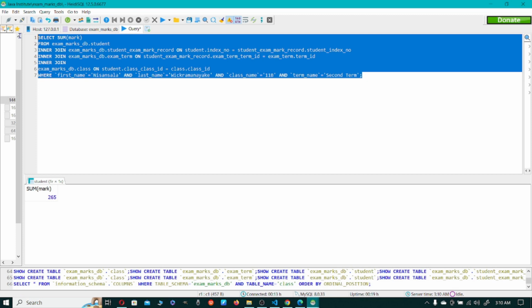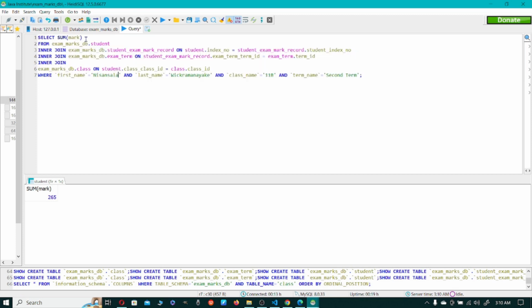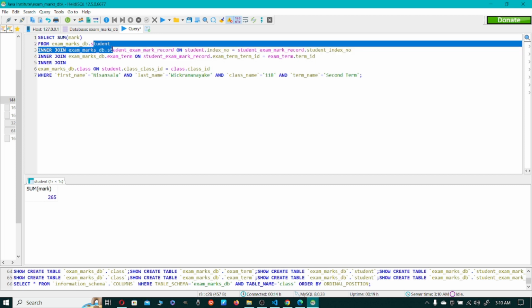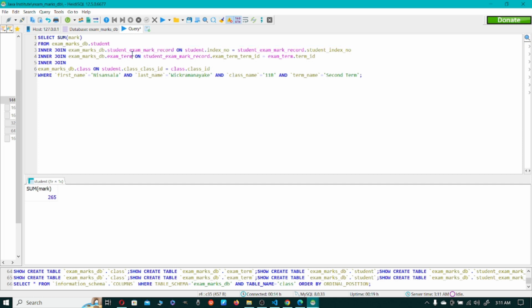This will be our second query. As we did previously, we had to find the sum of the marks, so we use the keyword sum. And then we have joined the student table and the student exam mark table. Then to that table we have joined the exam term table. Then lastly to that table we have joined the class table.